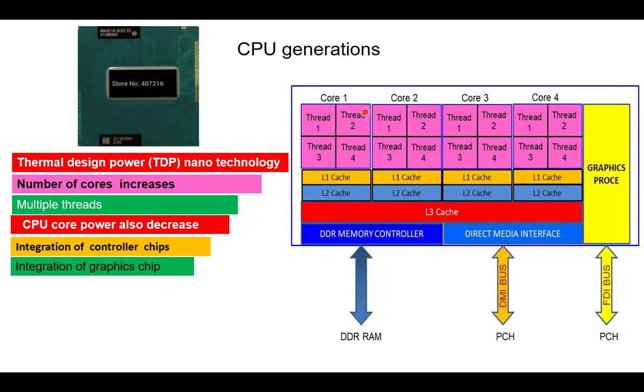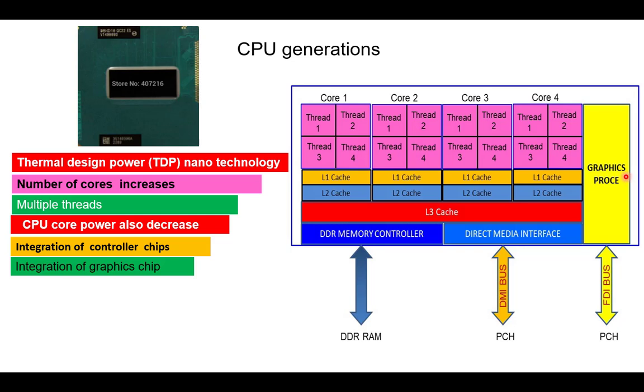Then the integrated graphics. The graphics chip is also integrated. Here you can see in this picture, the CPU has the graphics processor inside it and has a separate bus called the FDI bus. Through this FDI bus it communicates with the PCH, and this graphics chip is directly connected to the display, whether it is eDP or HDMI, or they have separate PCI Express slots also.